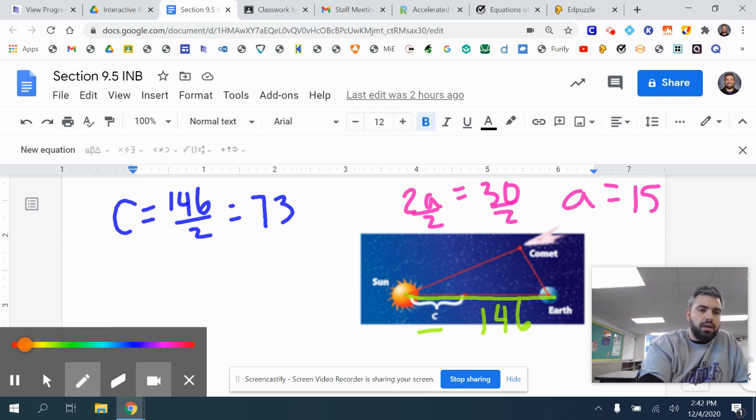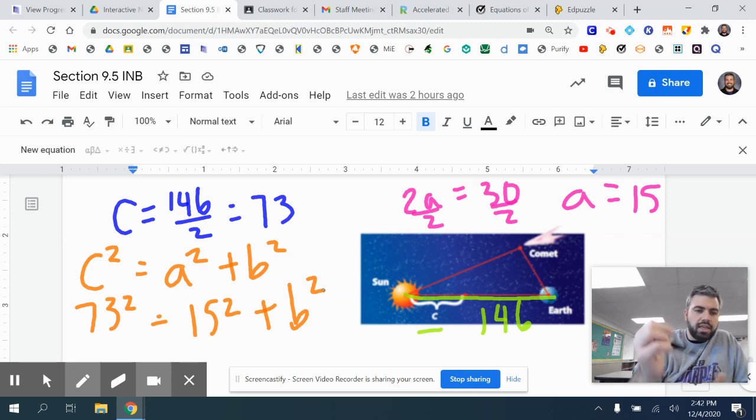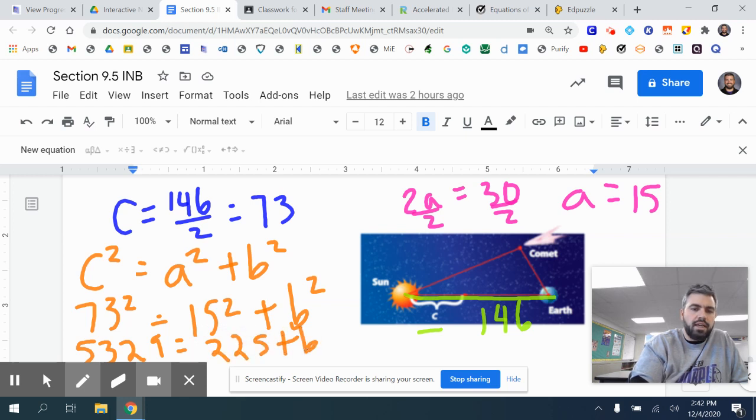So we're going to say c squared is equal to a squared plus b squared, right? And so we would say 73 squared is equal to 15 squared plus b squared, right? Now, using a calculator, I can say that 73 squared is 5,329, okay? So 5,329 is equal to 15 squared, which is 225, plus b squared. Now, if I want to figure out what b squared is, I just have to subtract 5,329 minus 225, and I get it to be 5,104.